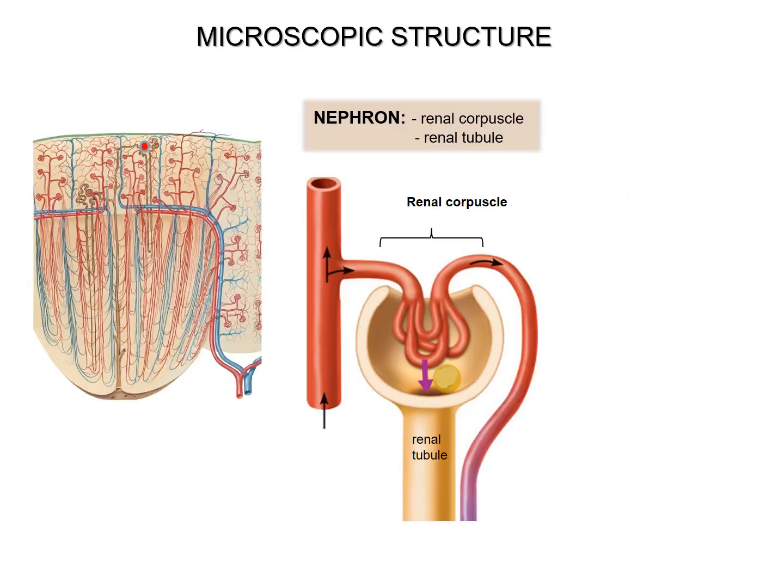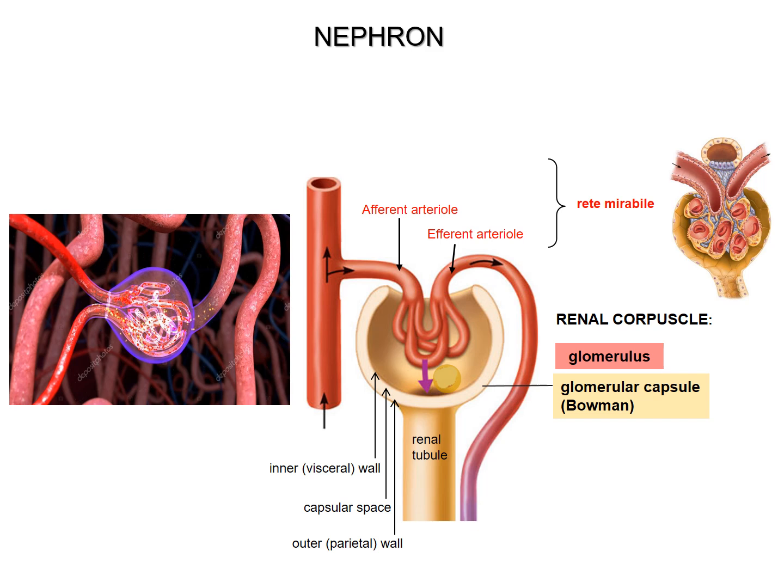As I told you before, each nephron consists of a corpuscle and a tubule system. Renal corpuscle consists of the glomerulus and Bowman capsule. The glomerulus is a tuft of capillaries surrounded by Bowman capsule. The glomerulus consists of afferent glomerular arteriole which continues with efferent glomerular arteriole. Together they form the arterio-arteriolar anastomosis, or rete mirabile in Latin. It means the miracle network.